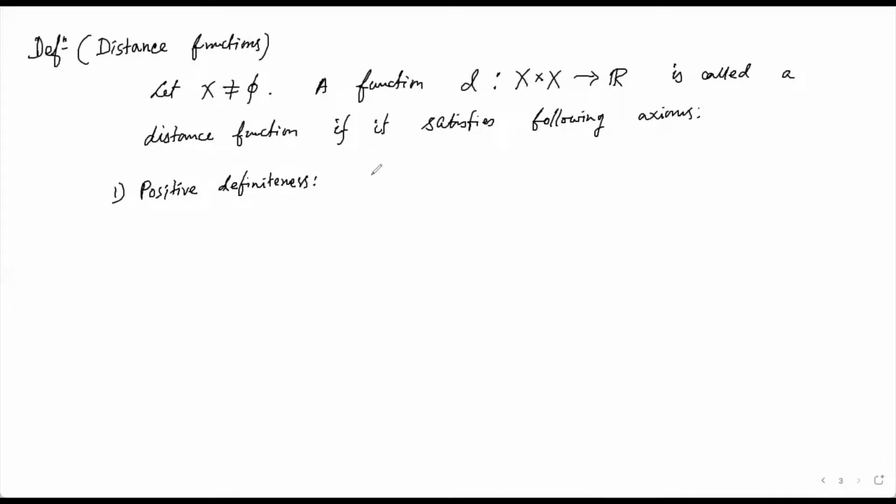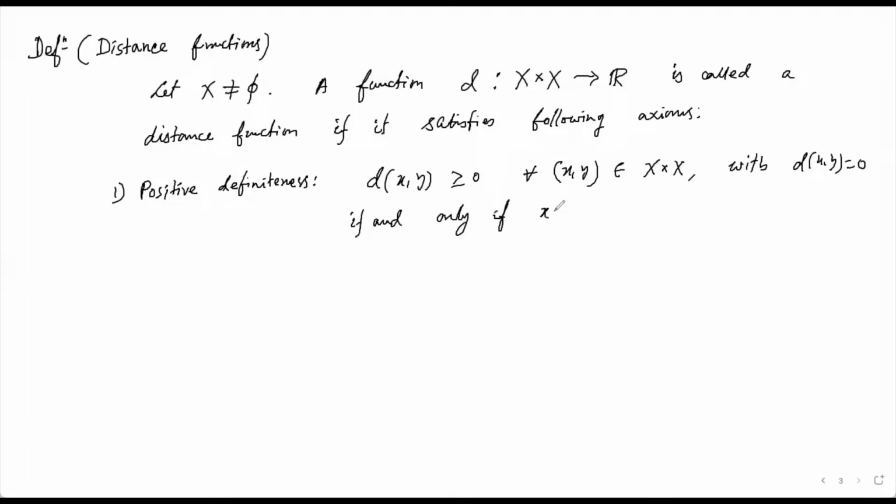So this says that d(x, y) is greater than or equal to 0, and this happens for all (x, y), this ordered pair belonging to the domain X Cartesian product with X, with equality holding d(x, y) = 0 if and only if x equals y.